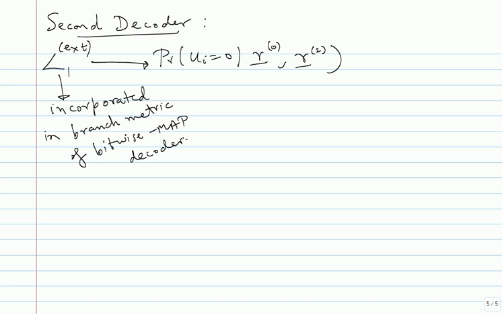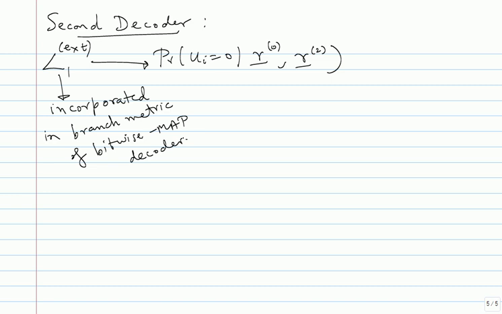If you stopped here, it turns out turbo decoders don't do all that great. So the trick is to repeat this: go back somehow to the first decoder once again and repeat the same procedure. That is the trick.